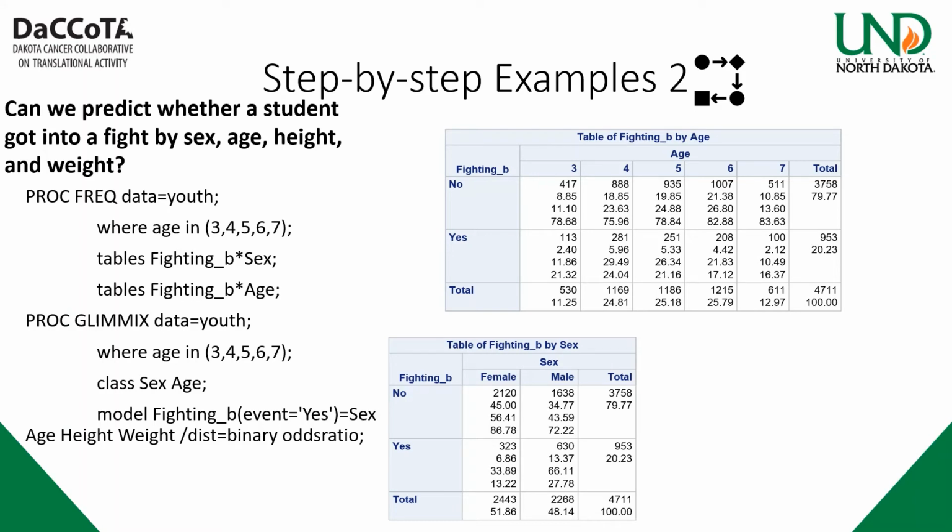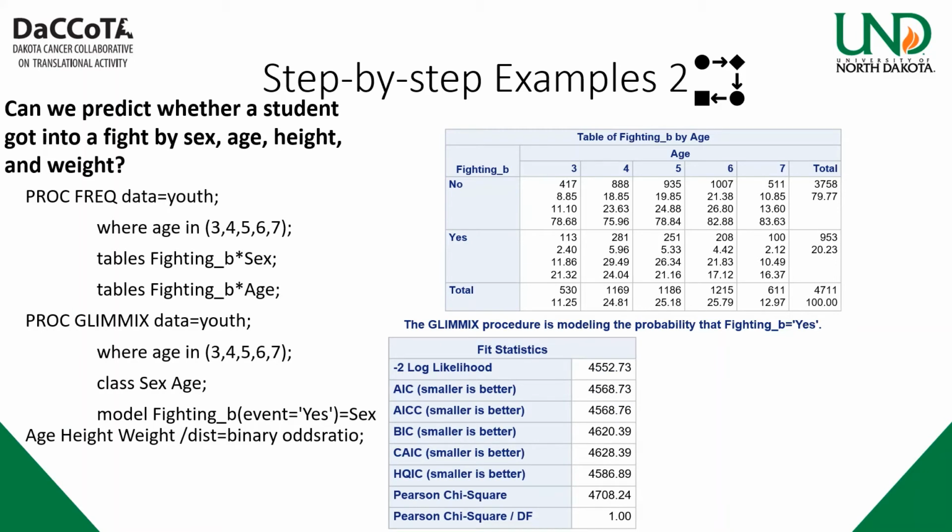So when we run this, again, there's a lot of output. I'll just show you the most important bits. Again, we see that we're modeling the probability of fighting equals yes. Here's our fit statistics. Unlike proc logistic, it's not really looking within the model, but we get this Pearson chi-squared over degrees of freedom. This is what I usually look at. It should be around 1 to be a good fit for the distribution. And since we had binary data, it's actually a perfect fit. So that gives us confidence that we've fit our distribution correctly.